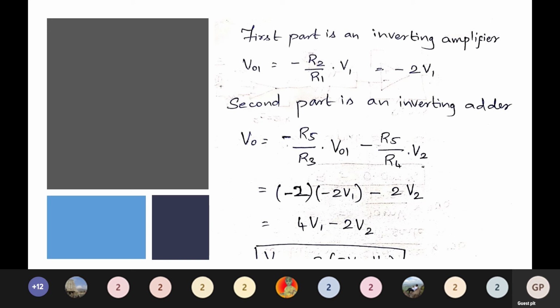Hope there is no doubt in this expression. Yes, because it is quite easy, is it not? So this is the output of the first one, this is the output of the second part, and that is the final output also. So this is the final expression.